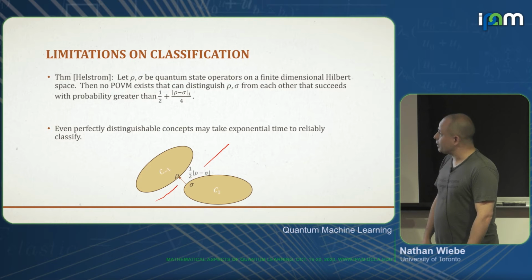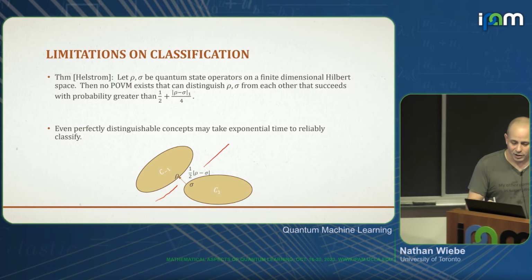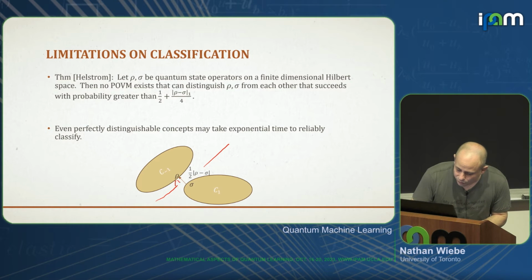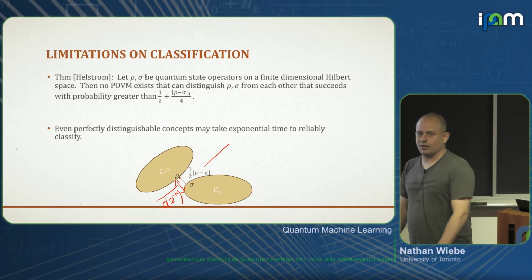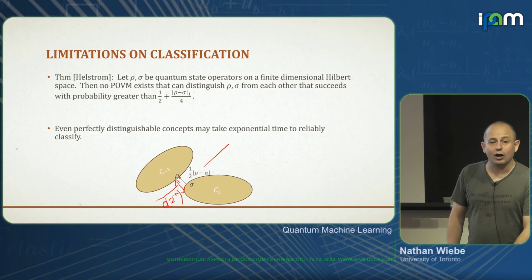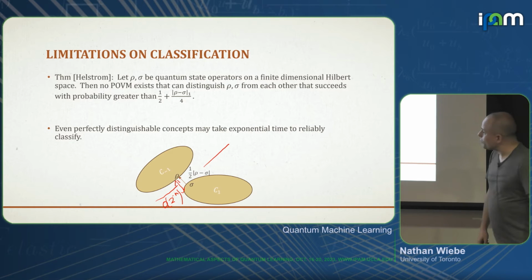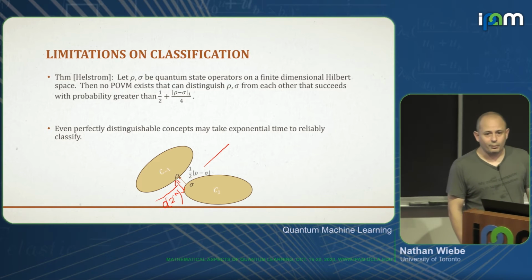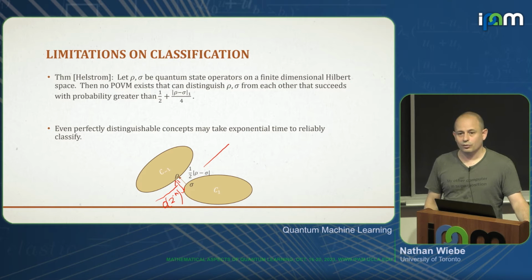But there's a big problem, because even if there's a finite separation between them, these two things may be order 2 to the n distance apart, where the distance measure that I've taken a look at here is the trace distance, which is the analog of the total variational distance for probability distributions. Okay? So if it's exponentially far apart, does anybody see what the problem would be practically with this?